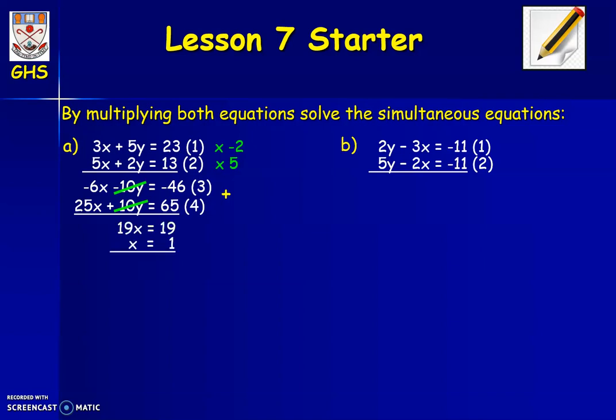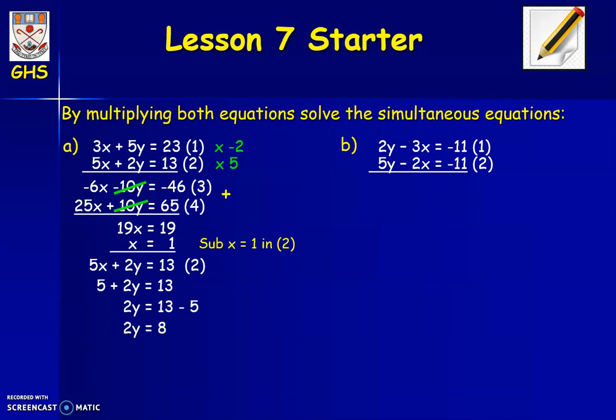So therefore x equals 1. We substitute that into one of the original equations. So I've chosen equation 2. So this will become 5 plus 2y equals 13. So we take the 5 over and subtract, so 2y is 8. Therefore y must equal 4. So our solution is 1, 4.